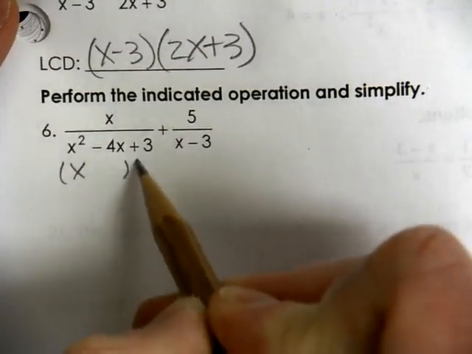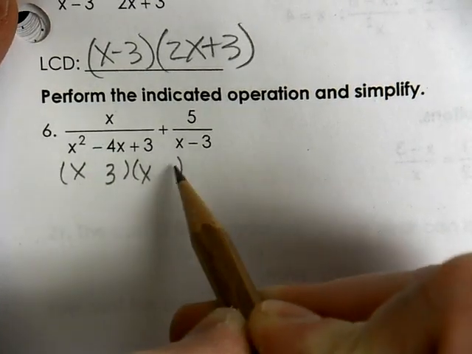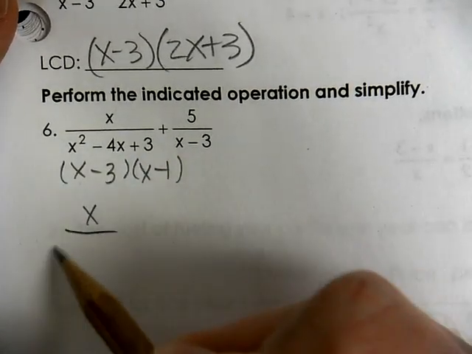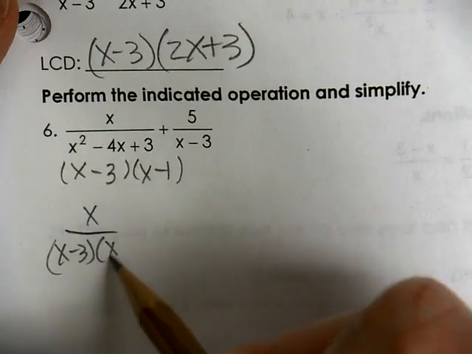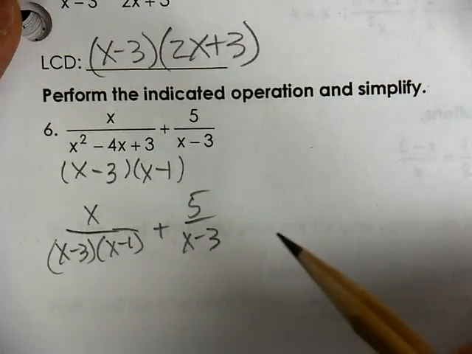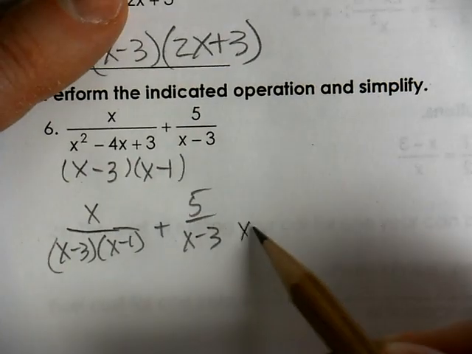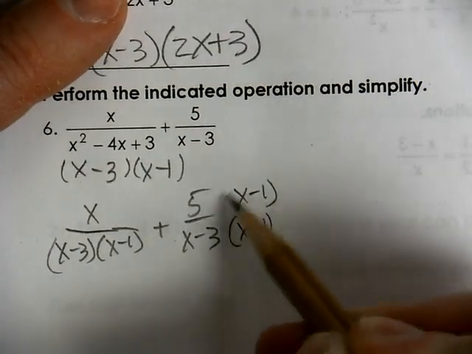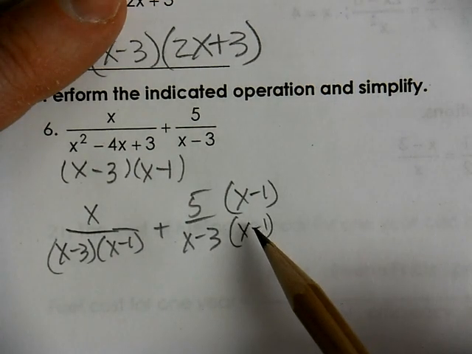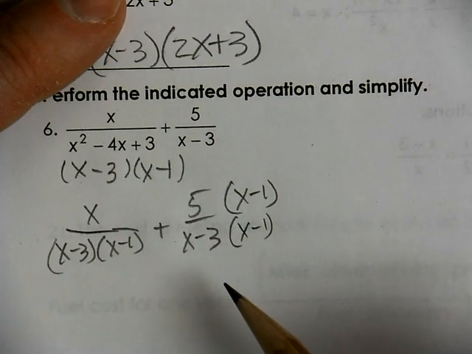So first we'll factor apart this denominator. So we notice that we have x, x minus 3, x minus 1, and that's being added to 5, x minus 3. We've got to get common denominators. So what this doesn't have is an x minus 1. So we multiply it to the top and the bottom to represent a value of 1, so it's not changing the actual value of the fraction.